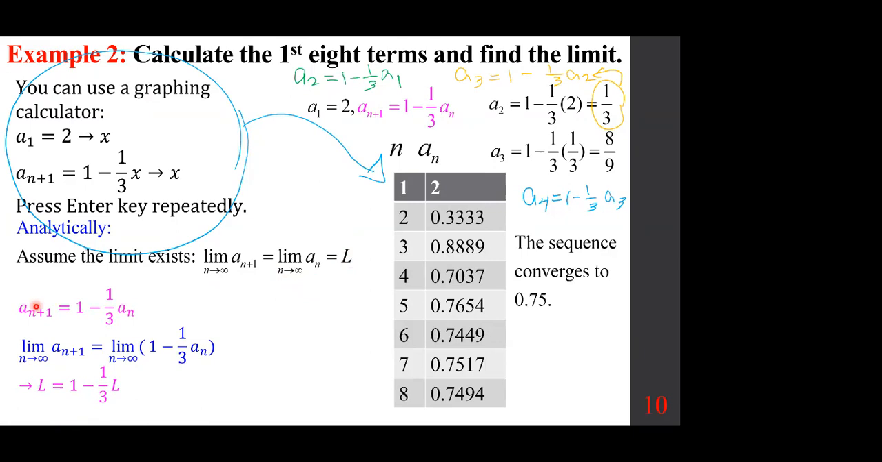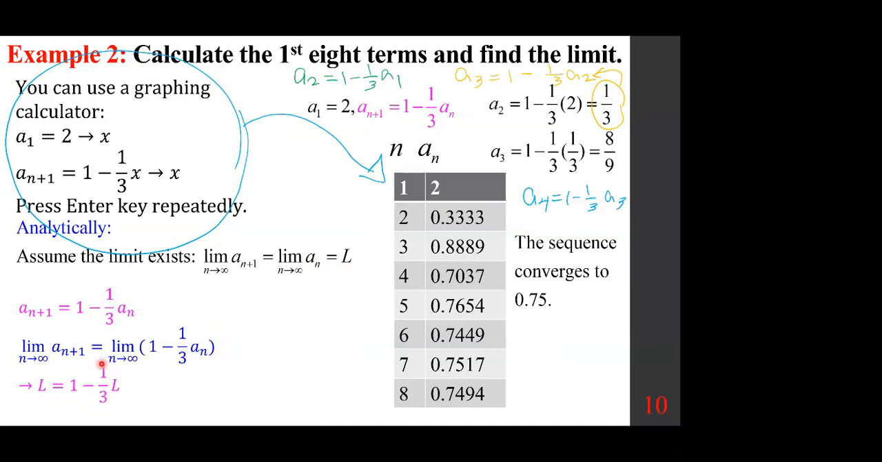If the limit exists, class, the limit of the left side is L. The limit of the right side is 1 minus 1/3 L. I hope you understand the algebra behind this. It's just purely algebraic what I'm doing here, class. So I'm going to repeat. Assuming the limit exists, this is the general form. The limit of the left is equal to the limit of the right. The limit of the left is L. The limit of the right is 1 minus 1/3 limit of a sub n, which is L.